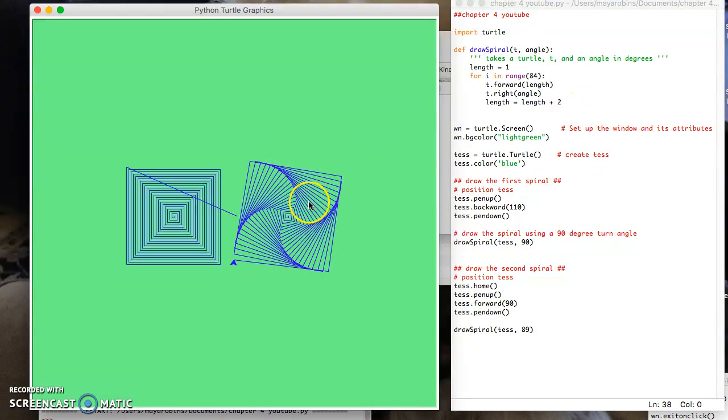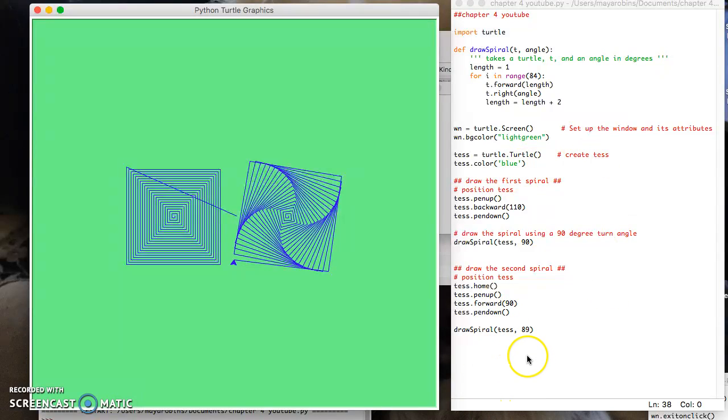So that was running the Python turtle code that I did. And I don't know how well I could replicate this, but I was able to figure it out.